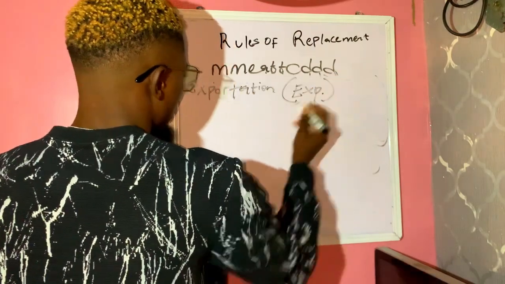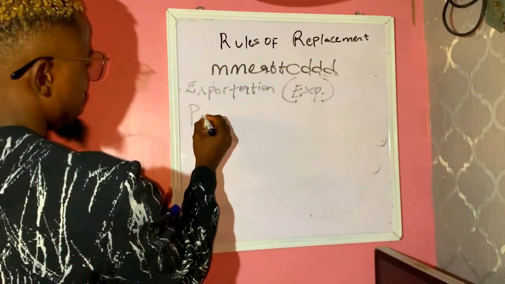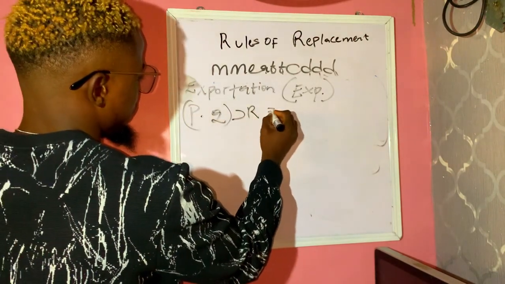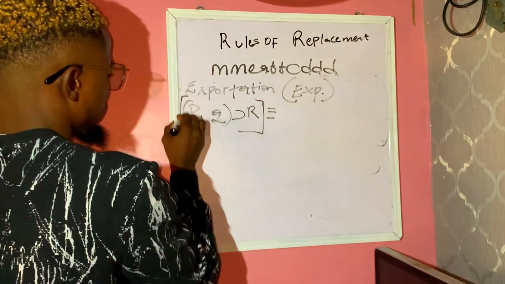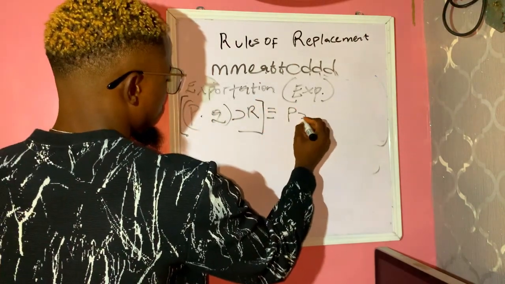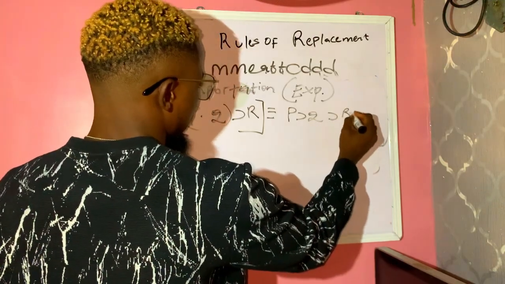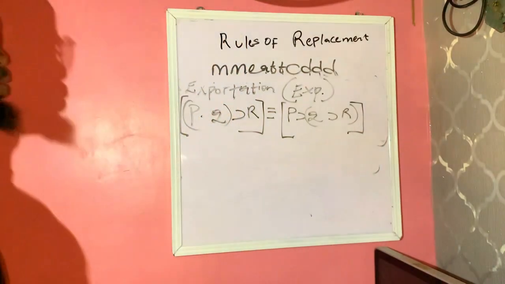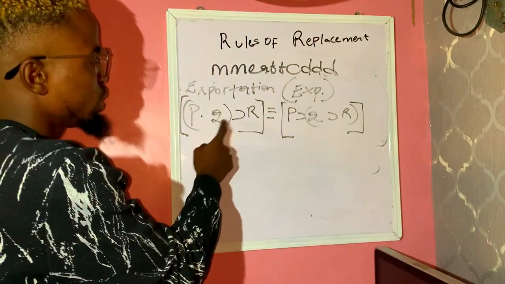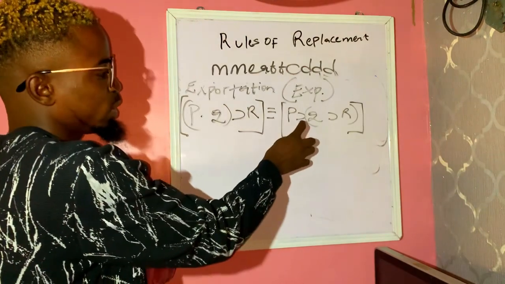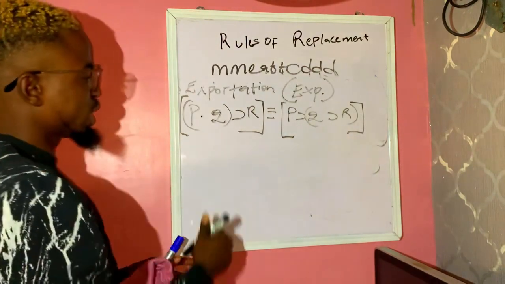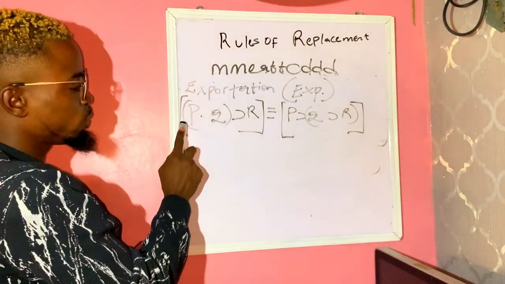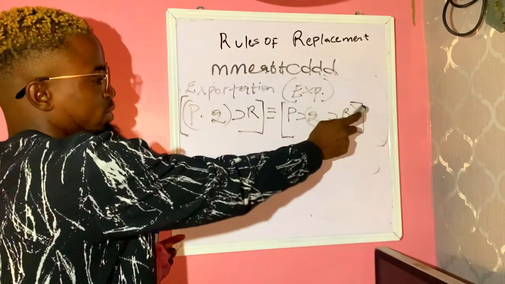Then it's saying that P and Q in parentheses implies R if and only if P implies Q implies R. So what this particular one is saying is that if we have P and Q implies R, we can replace it with P implies Q implies R. It's just that in this place, the sign here is going to change to implication, and the parenthesis is going to move from P and Q to Q implies R.